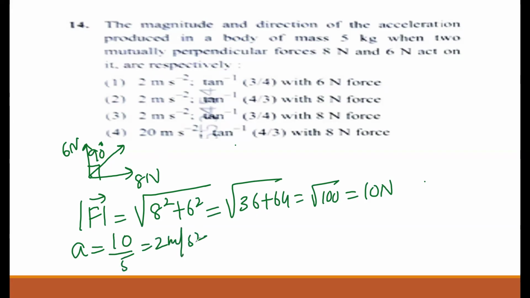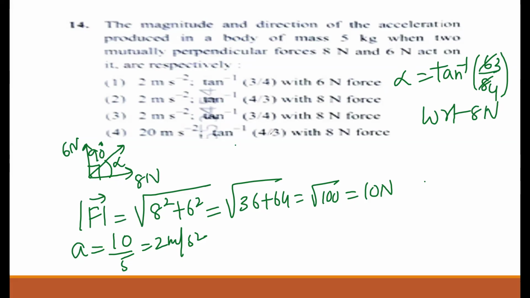We have three options here. But we need to calculate the direction with respect to the 8 Newton force, so we'll calculate alpha. So alpha would be tan inverse of the y component, 6, by the component along x, that is 8. So that is 3 by 4 with respect to the 8 Newton. So tan inverse of 3 by 4, I think the third option would be the correct one here.